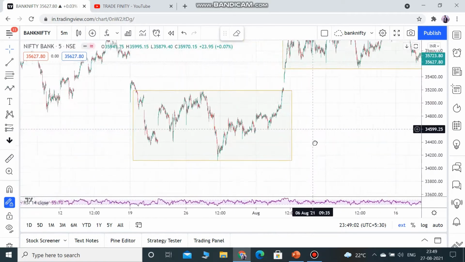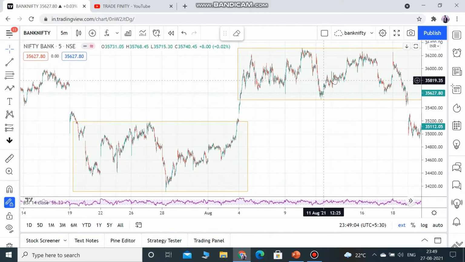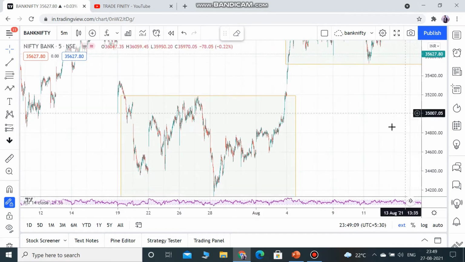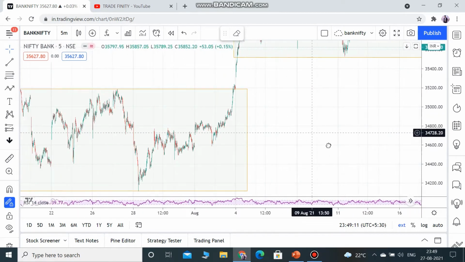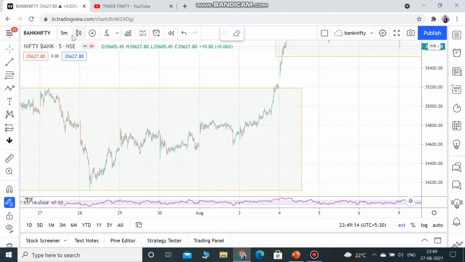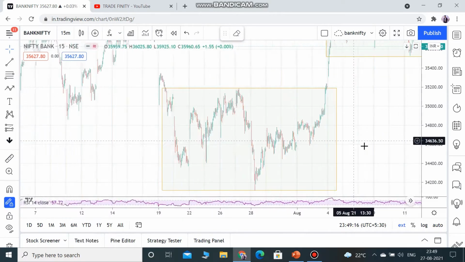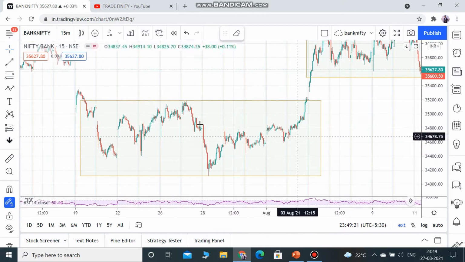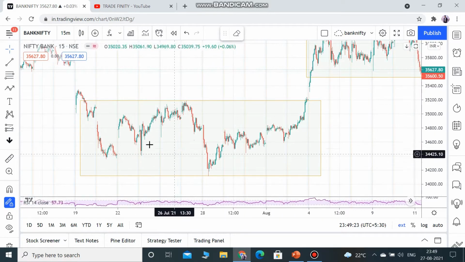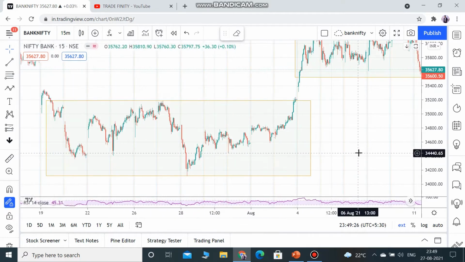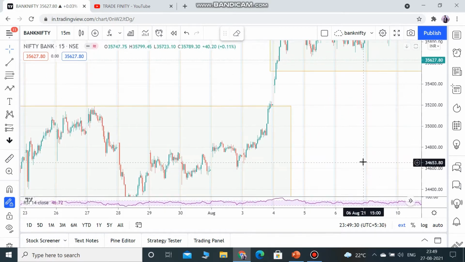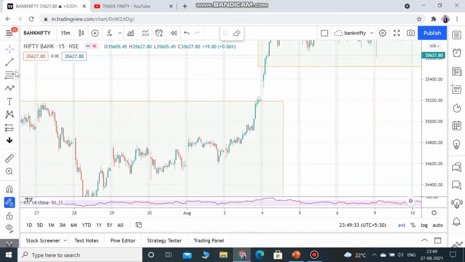Basically, to form this box, it has to move from this box, right? What is the reason for it to move is my question. Let me go on a little higher time frame, that's 15 minutes, so that you can understand properly. To move out from this particular consolidation box, which candle is the reason? You start seeing large candles from this point.